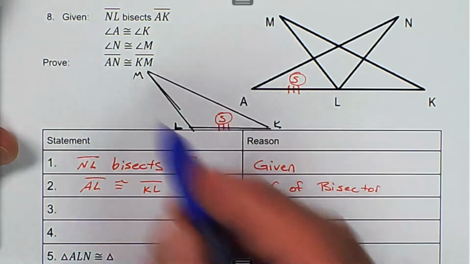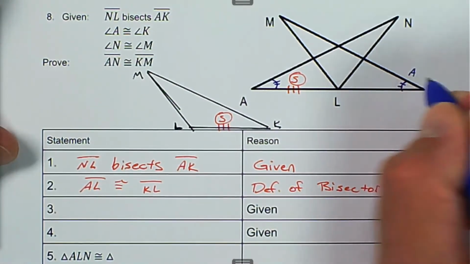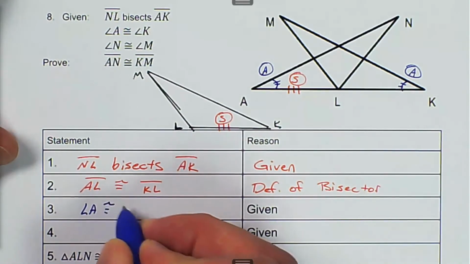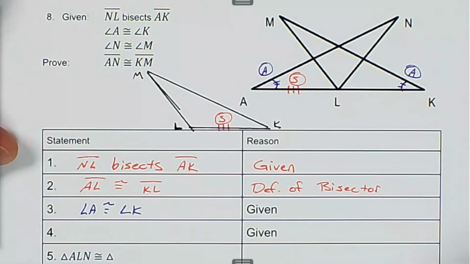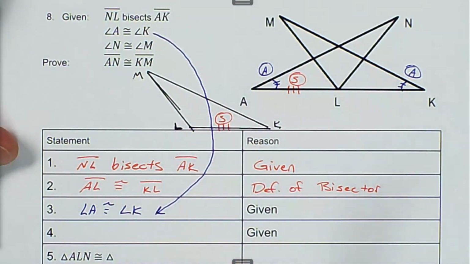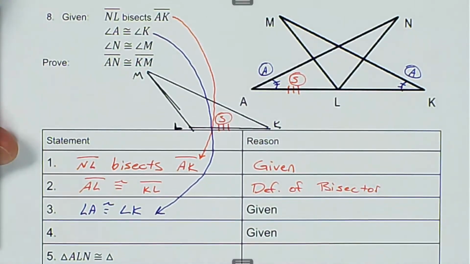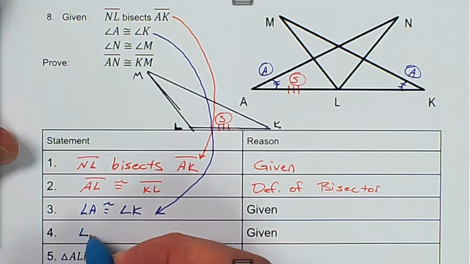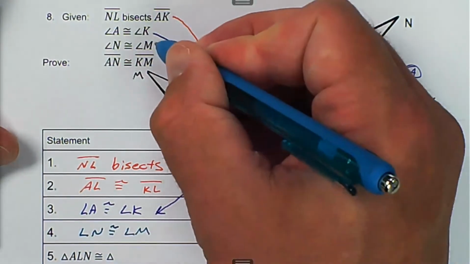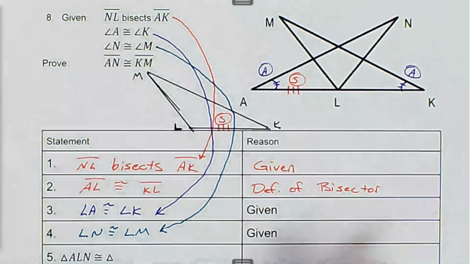All right, next piece of information. We have angle A is congruent to angle K. And that is given. Another piece of given from this first piece was also given information from right here. Then we have another piece of given information. We have angle N is congruent to angle M. And that's also given.